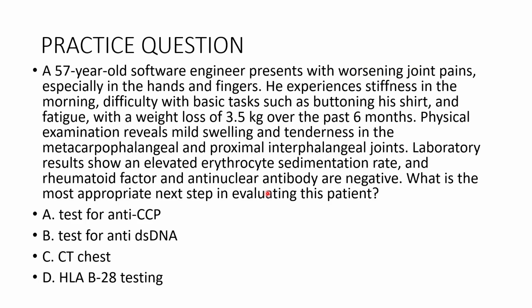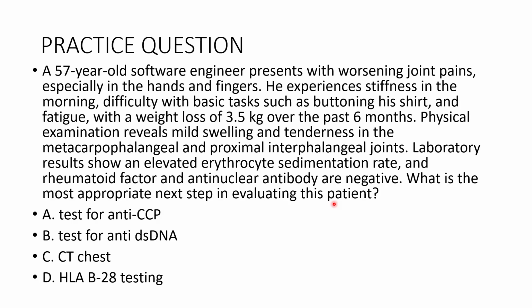Okay, here's a typical practice question. You'll probably know it because we just went over it, but there are some things I just want to point out. A 57-year-old software engineer presents with worsening joint pains, especially in the hands and fingers. He experiences stiffness in the morning, difficulty with basic tasks such as buttoning his shirt, and fatigue with weight loss over the past 6 months. Physical exam reveals mild swelling and tenderness in the metacarpophalangeal and proximal interphalangeal joints. So that's already one cue right there. Laboratory results show an elevated ESR, and rheumatoid factor and anti-nuclear antibody are negative. So what is the most appropriate next step in evaluating this patient? You can pause the video for a second and see if you want to try to figure this out.